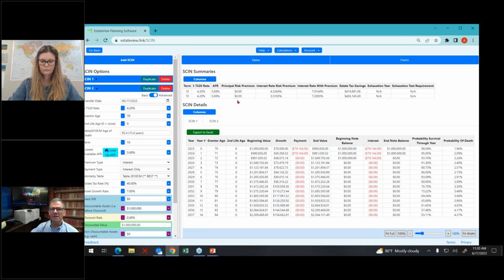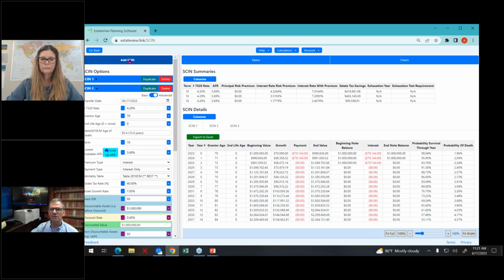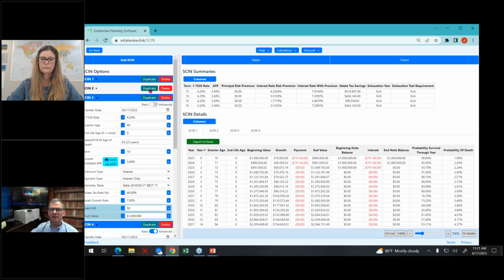This will show me that with a 10-year term versus a 15, my estate tax savings in this scenario are a little bit higher. Is it worth going with a 10-year term knowing that he might die during the 10th year? That's what you have to decide. If I want to add a fresh new scenario, I would click here for a third one and it starts from scratch. But if I want to duplicate a prior one, I click here.